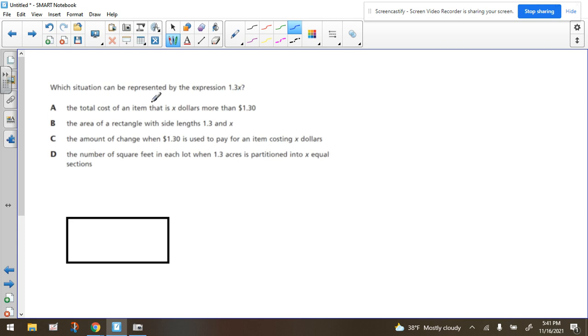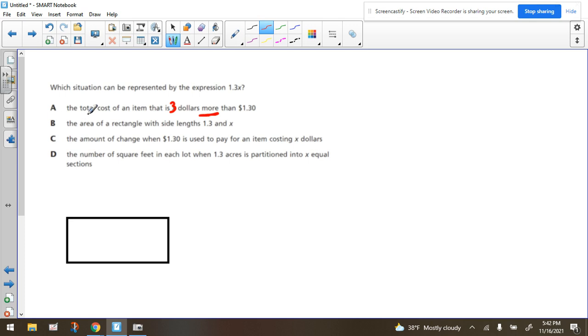The total cost of an item that is X dollars more than $1.30. So let's say you're not sure, then just come up with a hypothetical number for X. So let's say that was $3. The total cost of an item that is $3 more than $1.30. Doesn't the idea of more maybe suggest that we might be adding $3 to something? So probably not that because this is showing multiplying.